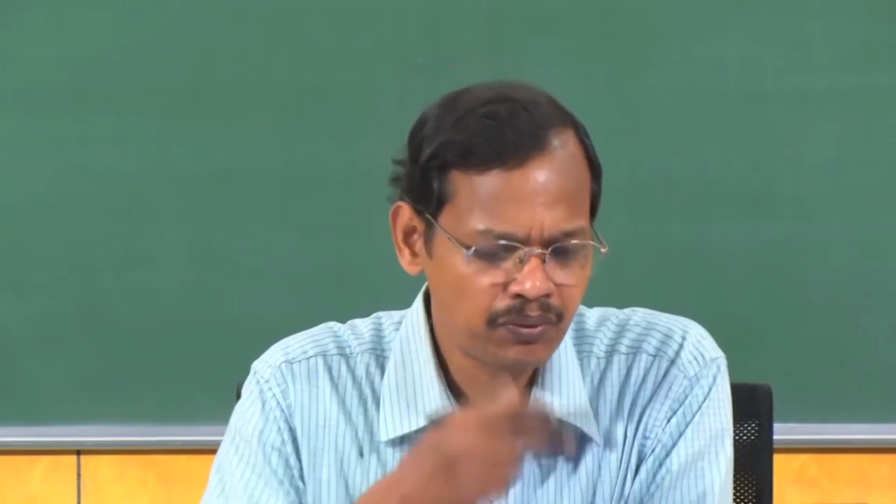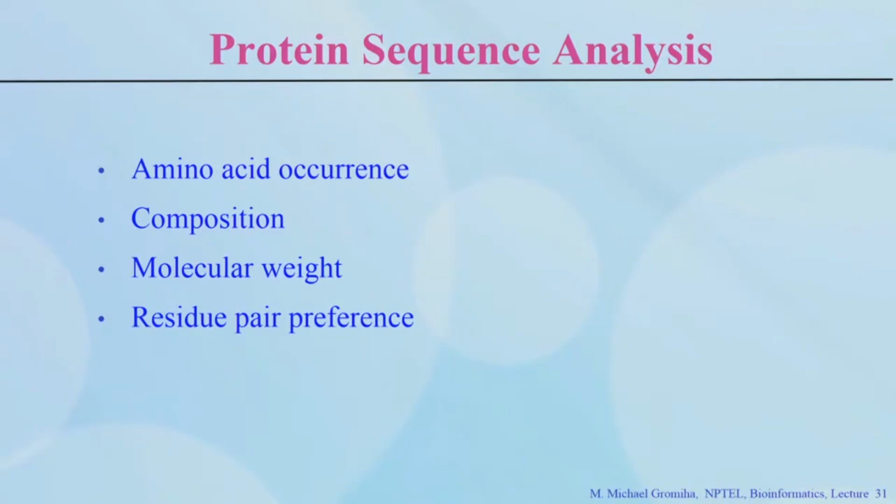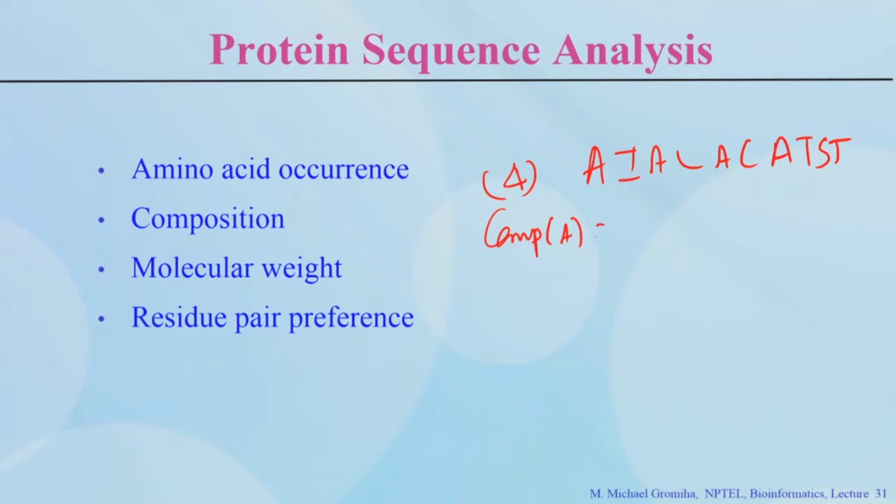Then you can also derive some features, some properties using amino acids. So, what are the various properties we obtain from amino acid sequences? Amino acid occurrence, that means how many times each amino acid occurs. For example, if this is a sequence, the occurrence of alanine is 4. So, what is the composition of alanine? This is normalized by chain length, so it is equal to 0.4.